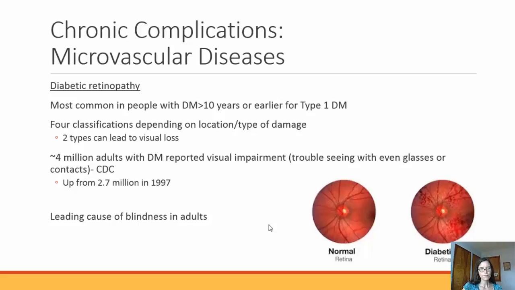Sorry, did I say kidney? Retinopathy is eye. Visual impairment. I'm sorry. But anyway, same thing. We see this as kind of a later term complication in type 1 diabetes, and it is the leading cause of blindness in adults.